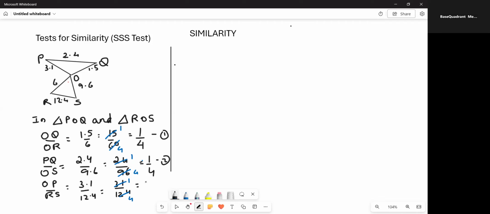So this ratio is also 1 upon 4, equation 3. So you can see that the three ratios all are having the same value, 1 upon 4. The first ratio, second ratio, and third ratio all are having the value 1 upon 4. Therefore, they are equal to each other, which means OQ upon OR is equal to PQ upon OS, which is equal to OP upon RS, right?